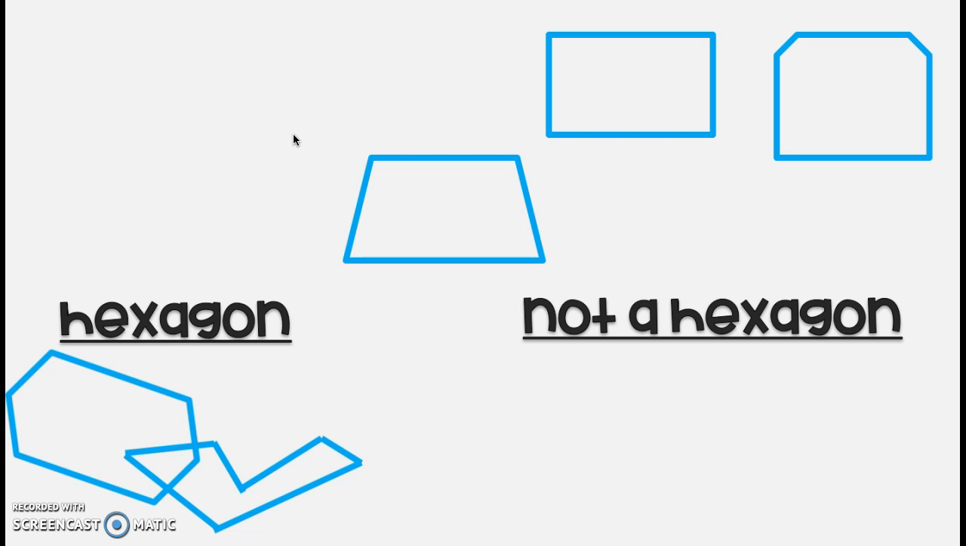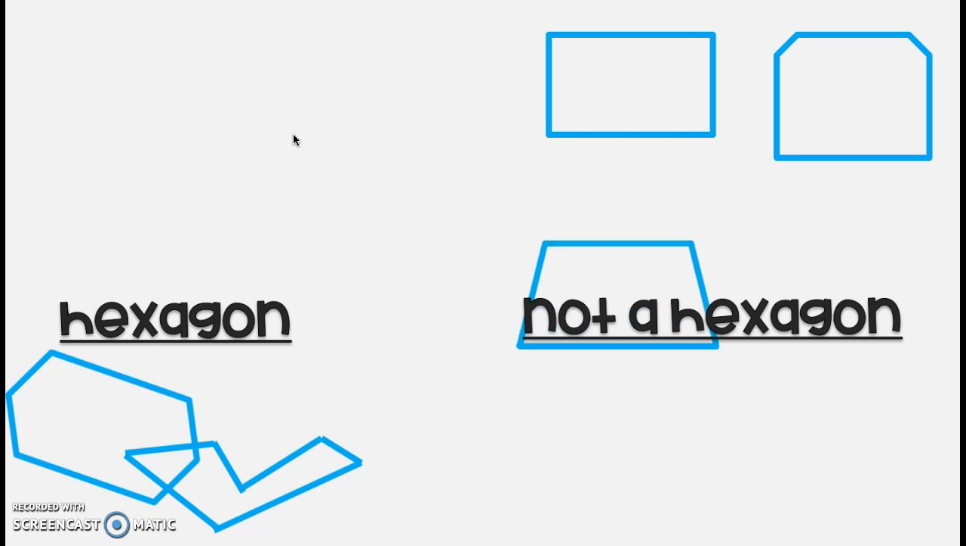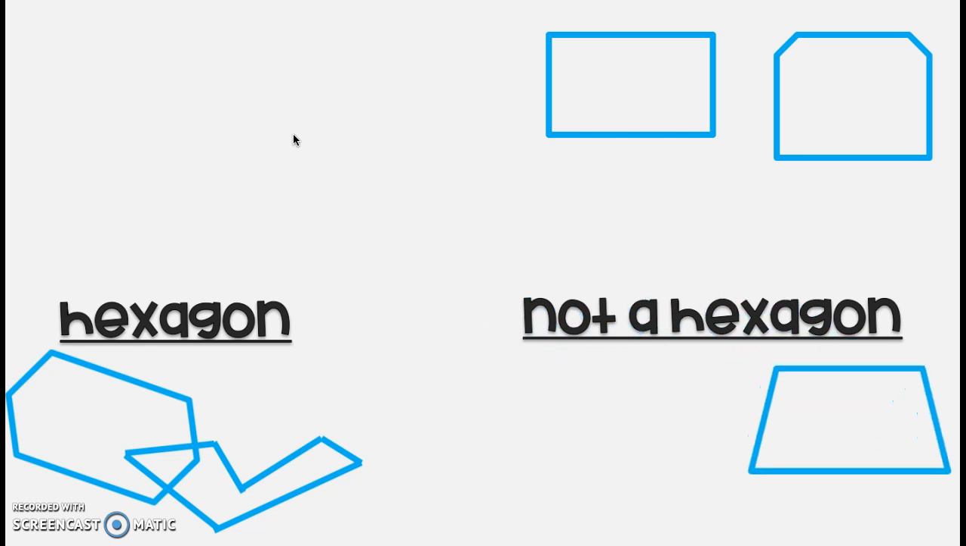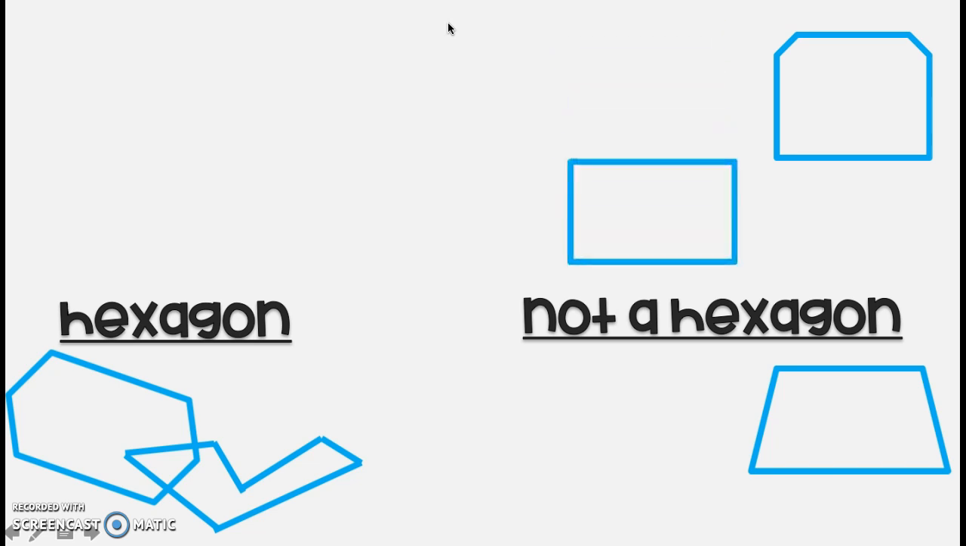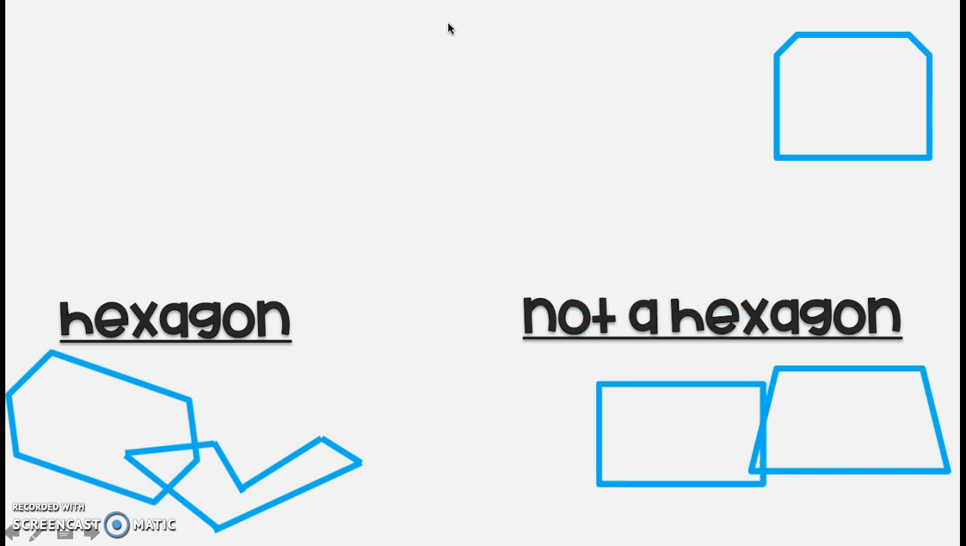Ooh, what about this next shape? What do you think? Is that a hexagon? No way, that's not a hexagon. It only has 4 sides. Nope, that won't work. What about this next shape? Is that a hexagon, friends? No way. Why not? Yeah, you're totally right. It has only 4 sides. All right, our last shape. What do you think? Is that a hexagon?